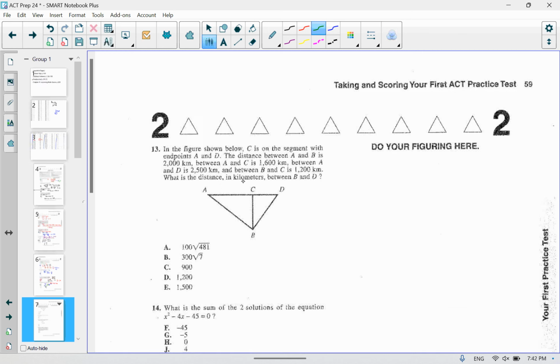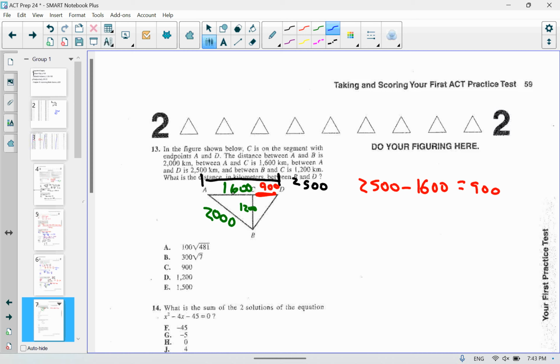So let's see. AC is 1600. AD is 2000. And ED is 2500. And BC is 1200. Okay. So quickly, if I know this entire piece from A to D is 2500, I can do 2500 minus 1600 to find that this distance right here has to be 900.